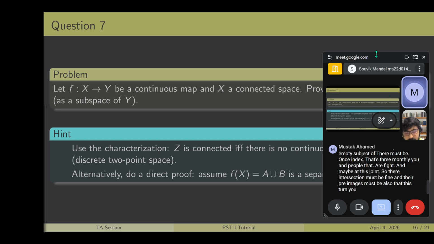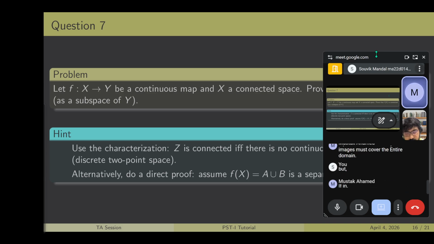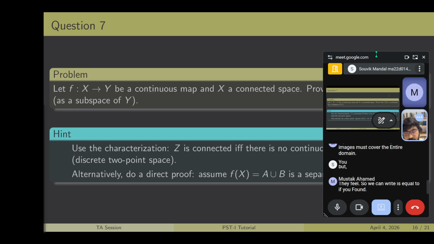F inverse A and F inverse B intersection is equal to empty, and then A union B is equal to F(X), and their pre-images must cover the entire domain. F inverse A union F inverse B is equal to F inverse of A union B, and F inverse of F(X) is equal to X. We have found that the two non-empty disjoint open sets F inverse A and F inverse B have union X. This constitutes a separation of X, which means X is disconnected.